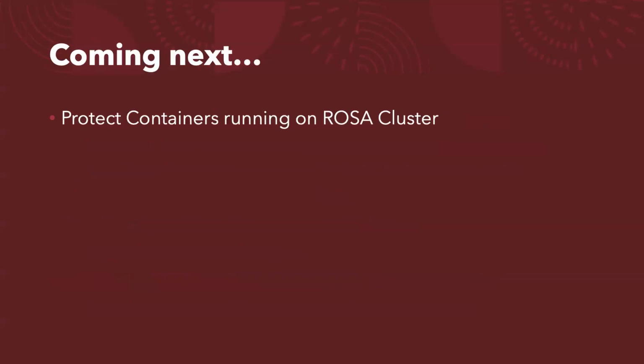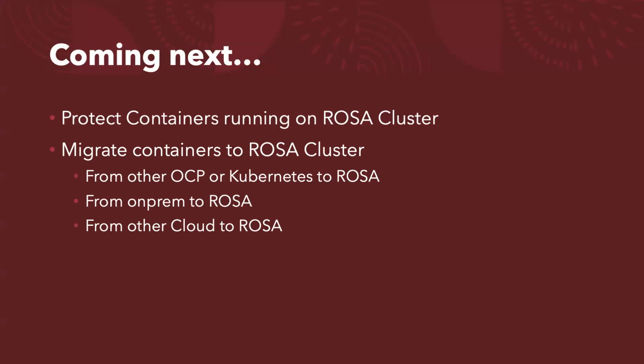Okay, finally, coming next, this is what I'm planning to do. We already built the ROSA cluster, so the next step is I'm going to show you how to protect the containers and applications running on your ROSA cluster. And I might also do another session to talk about how to migrate the containers or your application and database running from another Kubernetes cluster, could be an OpenShift Container Platform or other Kubernetes cluster, or maybe from another cloud or an on-premise Kubernetes cluster, to ROSA.